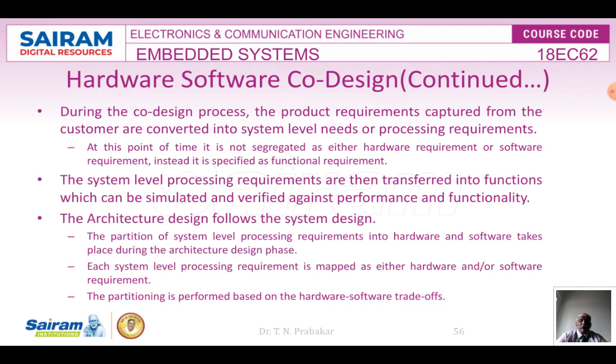During the co-design process, the product requirements captured from the customer are converted into system level needs or processing. First we have to get the requirements of the customer. Then we have to list them. What are the characteristics or needs of the particular embedded system? What are the requirements, the specifications? All these things should first be documented. At this point of time, it is not segregated whether it is a hardware requirement or a software requirement. So we have collected the requirements from the user.